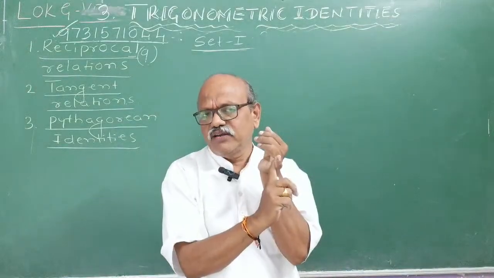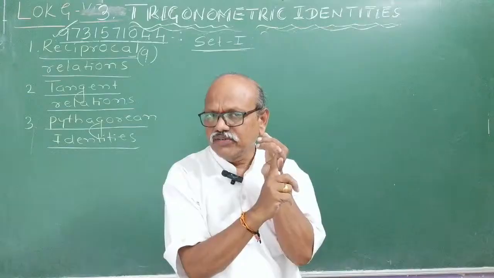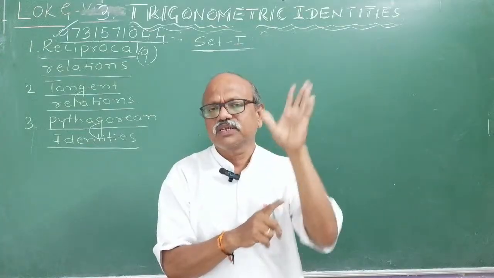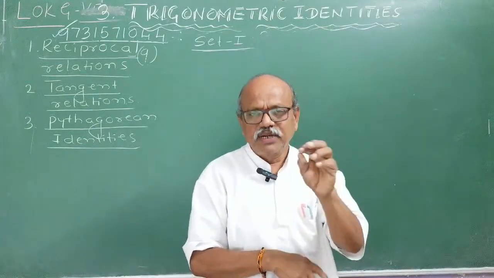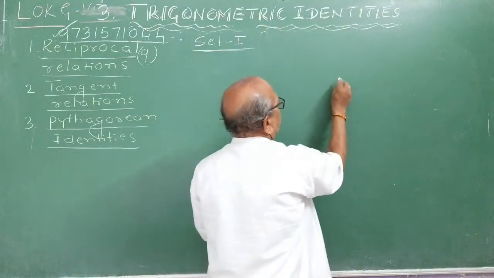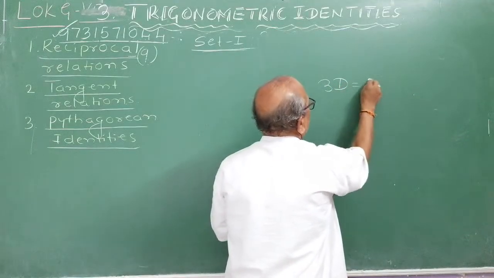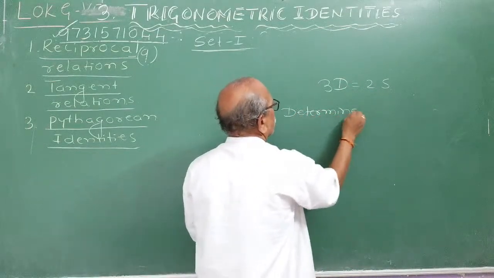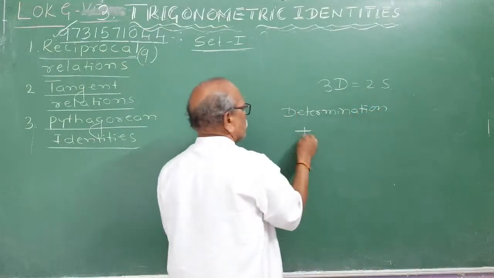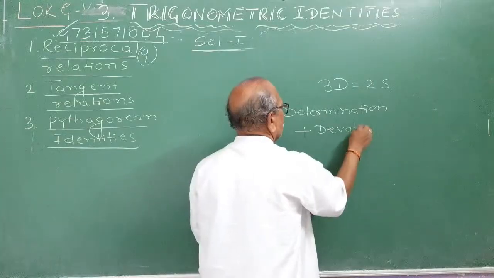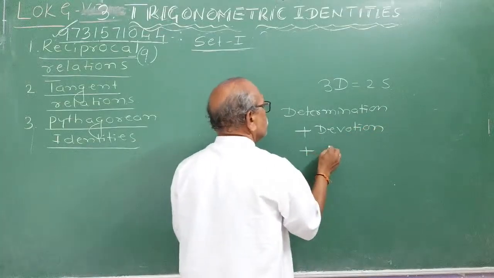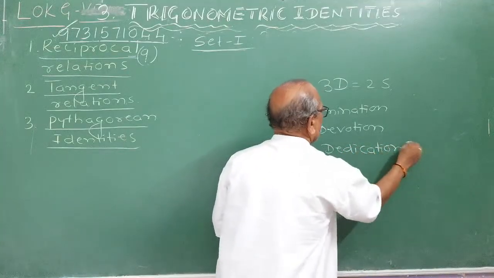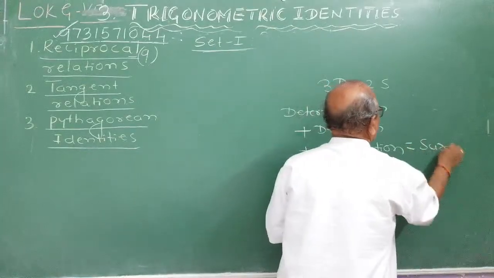One is consistent and focus. Proper environment is required, and talent is required. These three are the requirements to become successful, right? Determination, devotion, dedication. 3D is equal to 2S. 3D means determination. You have to decide what is your goal, plus devotion, plus dedication. Dedication is equal to 2S means sure success.